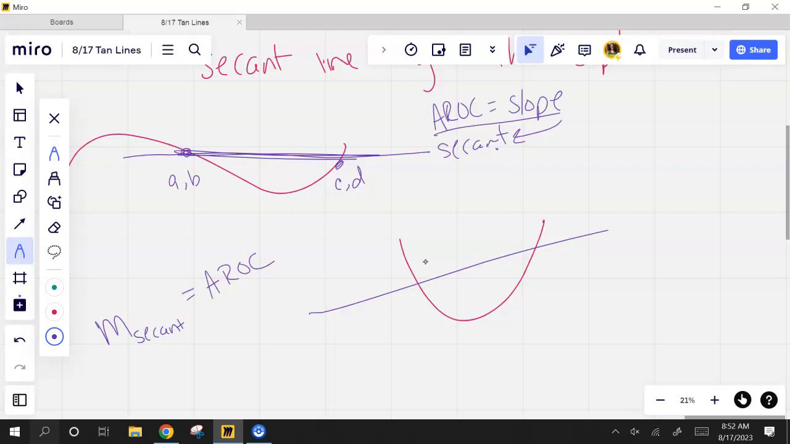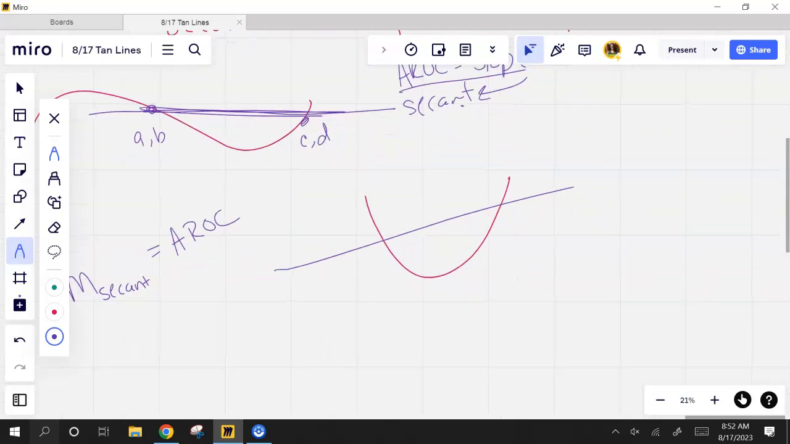Now, it's important that we understand that this is a line and what kind of line it is, because now we're going to talk about the tangent line, which calculus focuses in on. What does it mean to be a tangent line? It intersects at just 1 point.